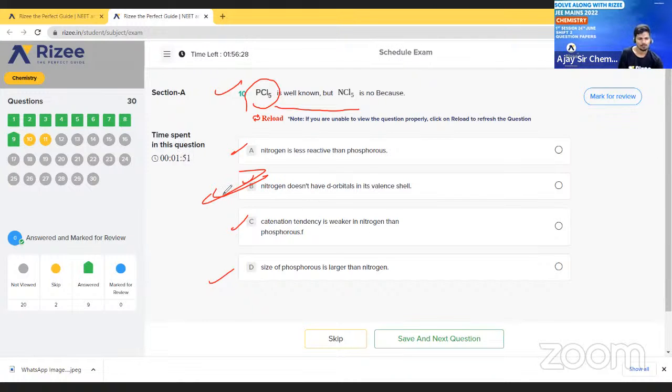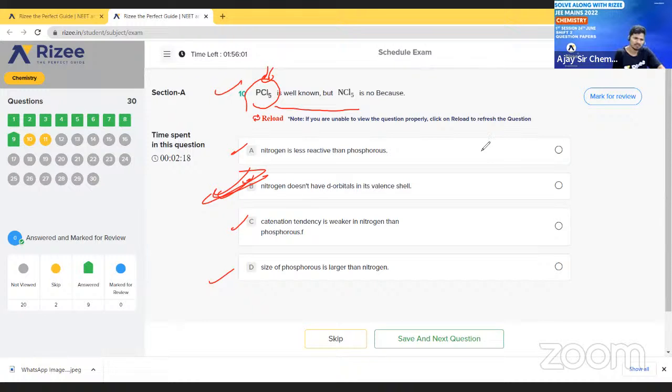See here. Why is B the correct option? Nitrogen doesn't have d orbitals. Am I right or wrong? Tejaswini, very good. So why is B the correct option? See, nitrogen doesn't have d orbital. It is a true statement. Phosphorus has empty d orbitals, so it will form.